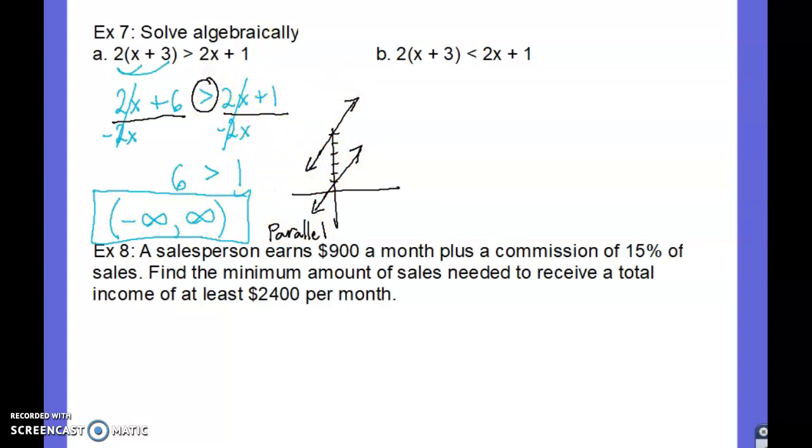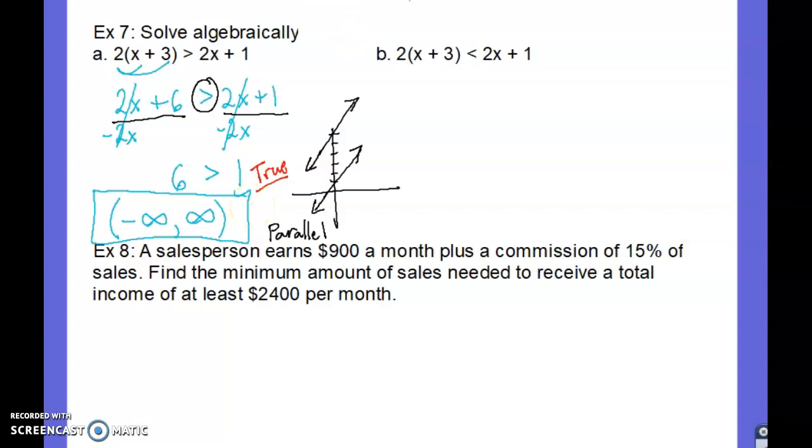Now sometimes when I explain this to students, I just ask them, is this a true statement? When the x is canceled, are you left with a true statement? Well, 6 is always bigger than 1. That is true. So that is infinitely many solutions, all real numbers.